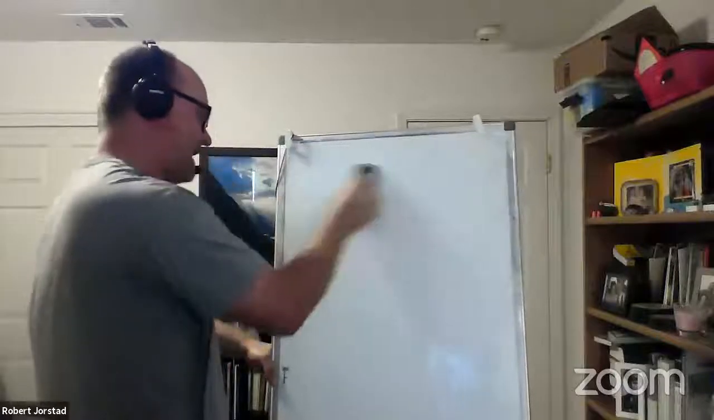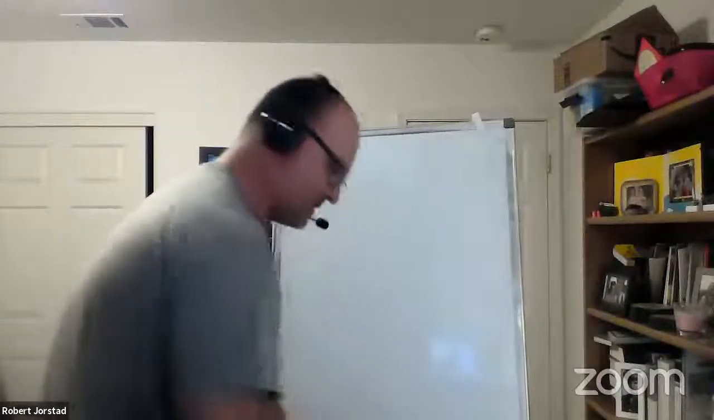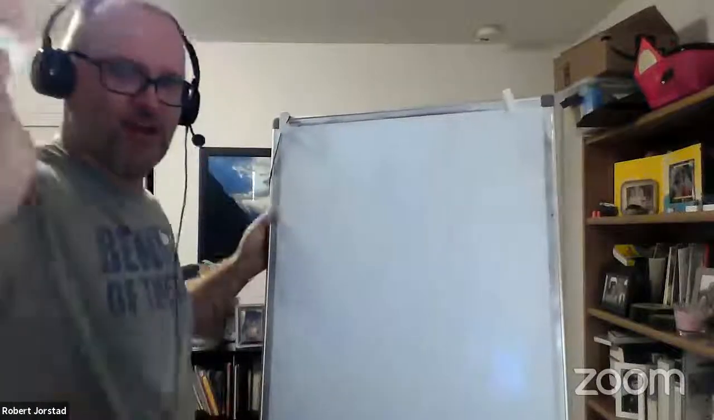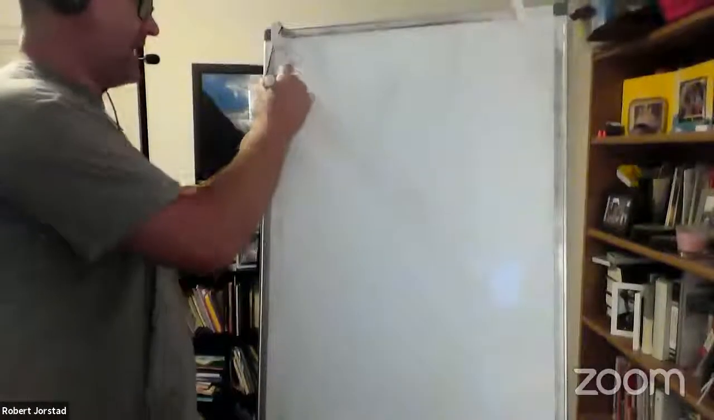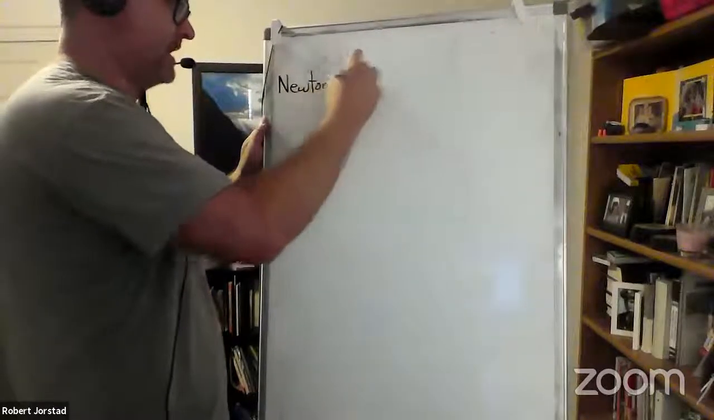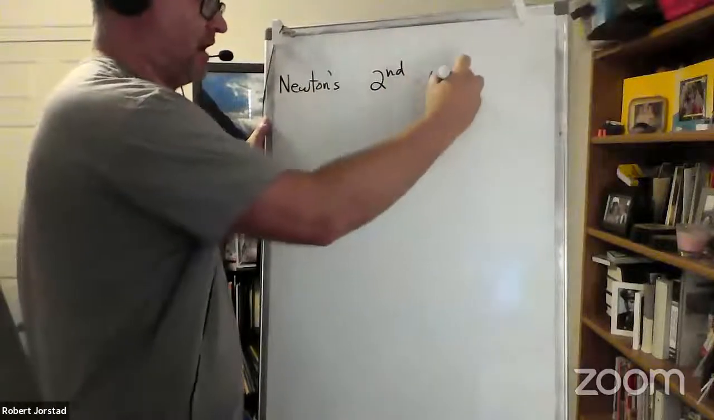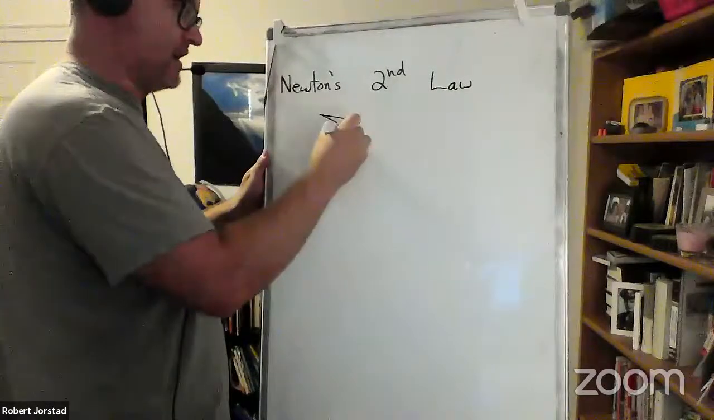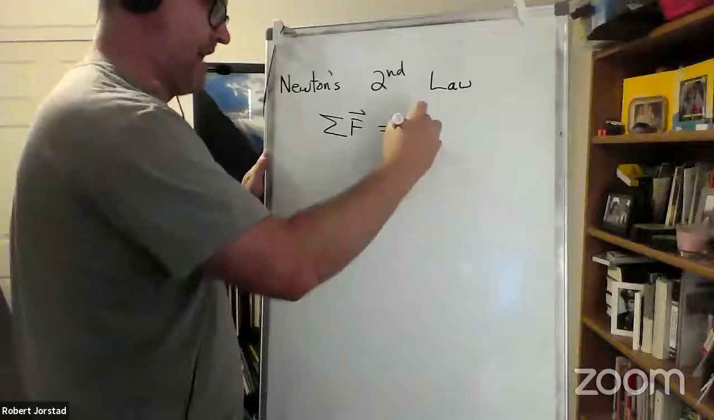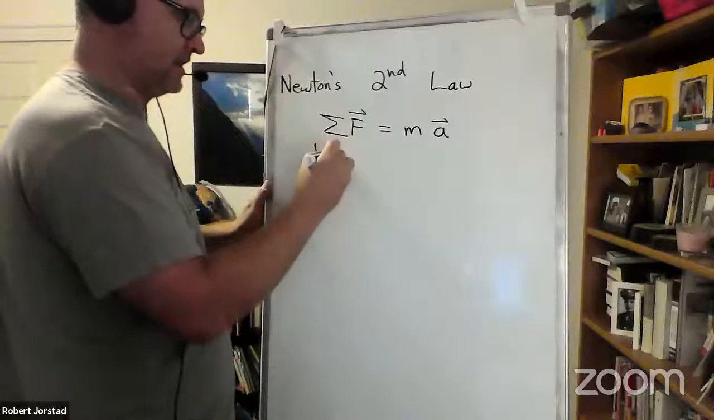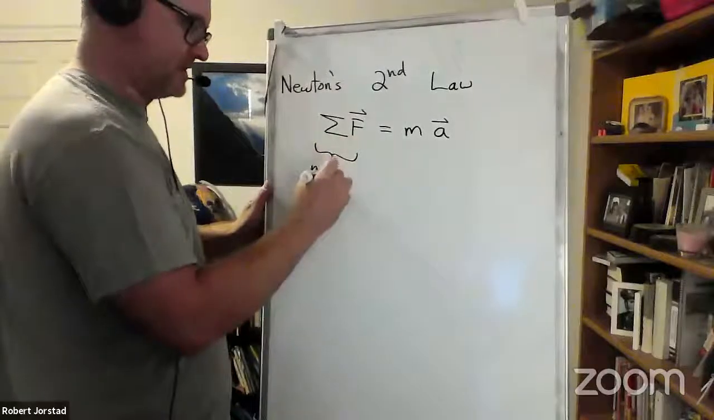So this gives rise to one of the more common misconceptions. This is actually Newton's second law, not his first law. So we'll just jump ahead. I'll call this Newton's second law. It says the net force on an object is equal to mass times its acceleration. So to be clear, that's the net force.